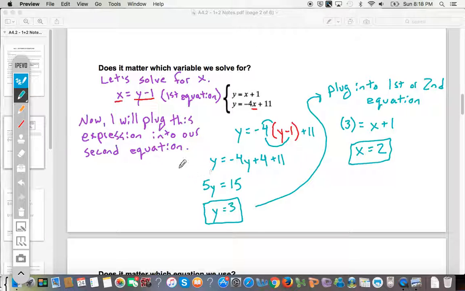Okay, so going back to this question, does it matter which variable we solve for? No, it does not. Pause the video if you need more time.